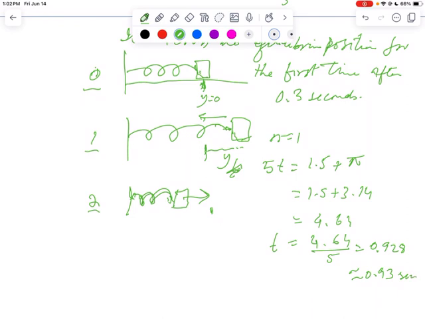Similarly for the third time, n is equal to 2, and then you will have 5t equal to 1.5 plus 2 pi, and then you will divide by 5 after adding them. That's how you get this. Okay, so that is the end of section 4.3.